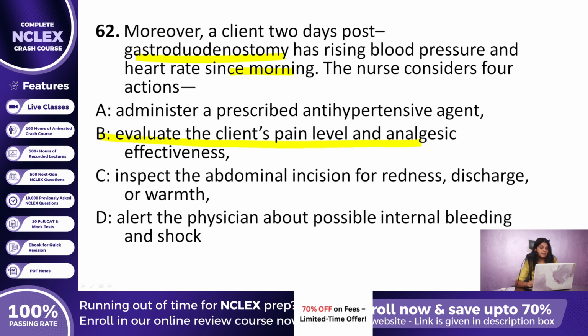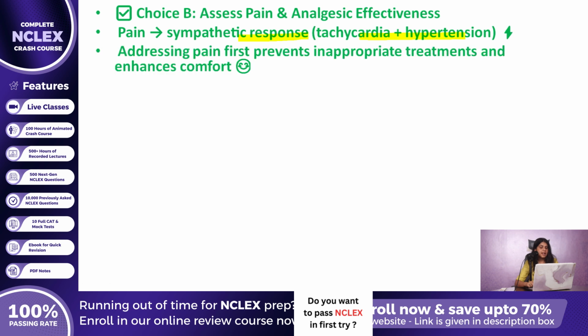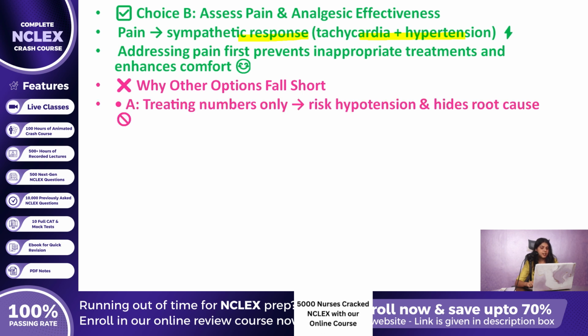Evaluate the client's pain level and analgesic effectiveness. Inadequate pain control triggers a sympathetic response characterized by tachycardia and hypertension. Assessing and addressing pain first prevents inappropriate medication and improves comfort. Why B is correct. Differentiating pain-induced vital sign changes from other causes avoids unnecessary interventions.